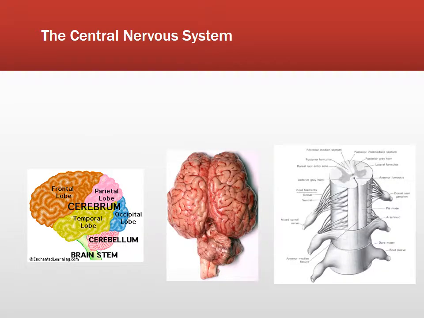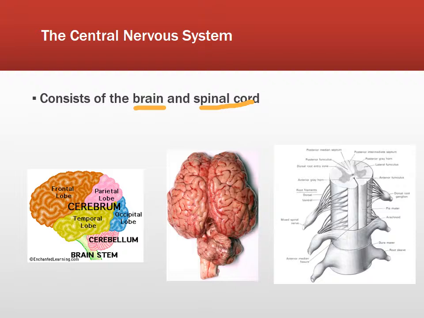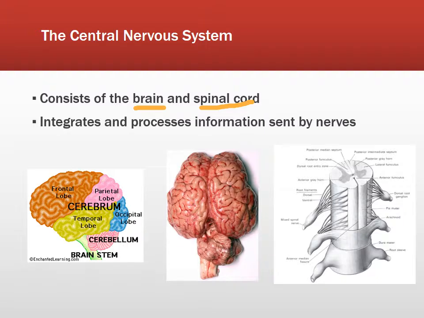Our central nervous system consists specifically of the brain and the spinal cord. It's how these two interact that allows us to receive and send messages. They integrate and process information sent by the nerves. So the nerves are going to receive a signal and transmit that signal to your brain and spinal cord to then perform some sort of action.